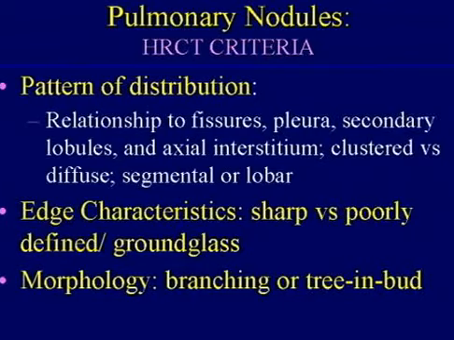And then, do they have any kind of morphologic features? Specifically, what I have in mind here is whether or not they have a tree-in-bud configuration, which is another essential thing to try to identify, feel familiar with looking at, and then use as a means for differentiating between the various entities that cause diffuse nodularity in the lung.